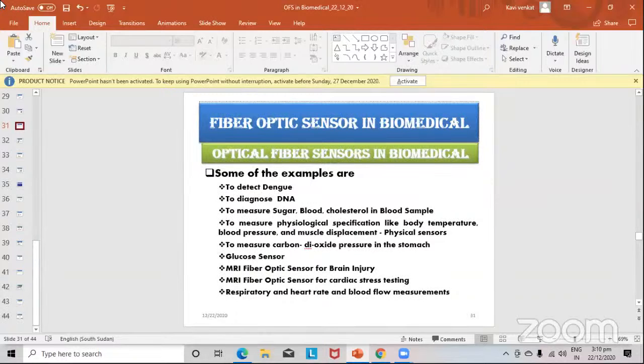Actually, normally if we are taking an MRI, there will be some noise. But by using these fiber optic sensors, exact measurements will be taken. And without that, if a patient is lying on the bed, the sound will create a problem for them. But without this sound, the MRI scan will be taken. And another thing is that this MRI testing can be done from a remote location.